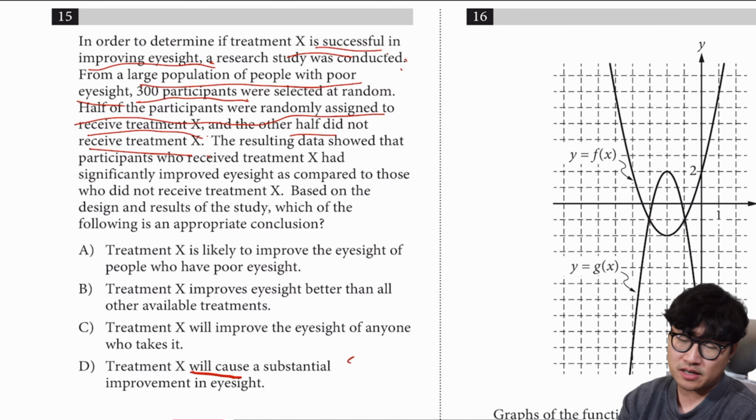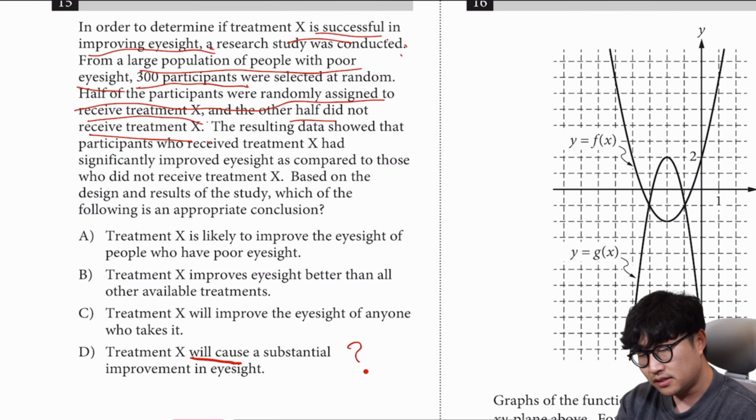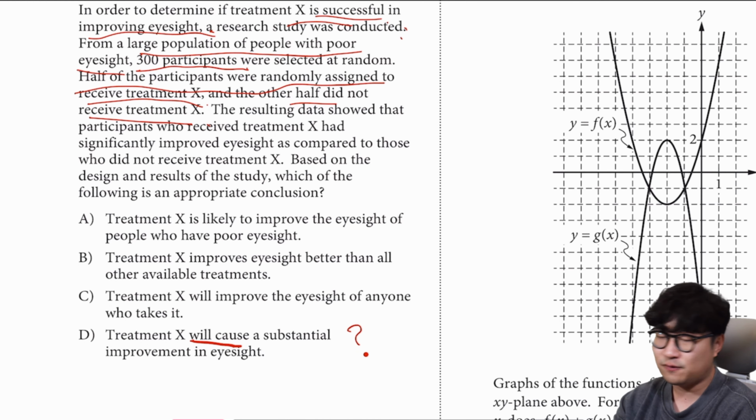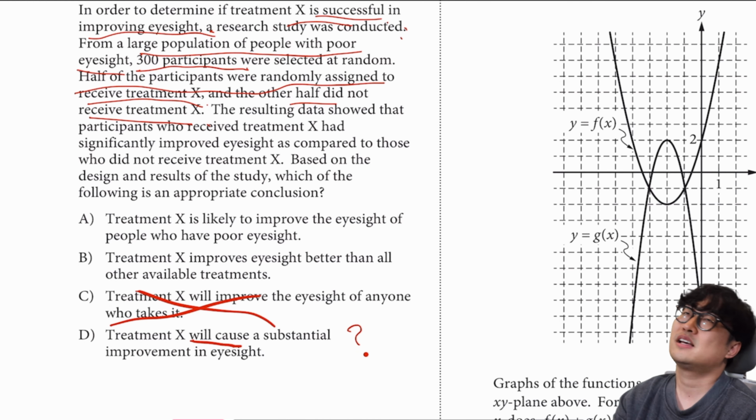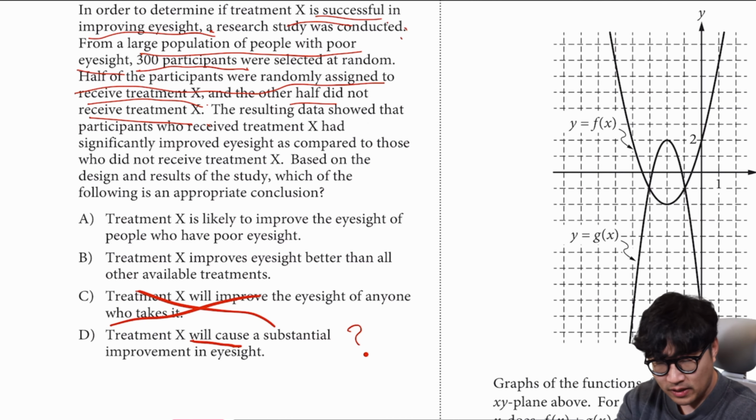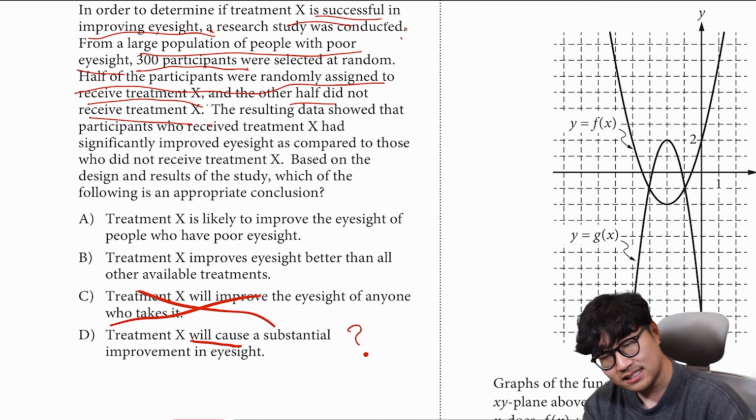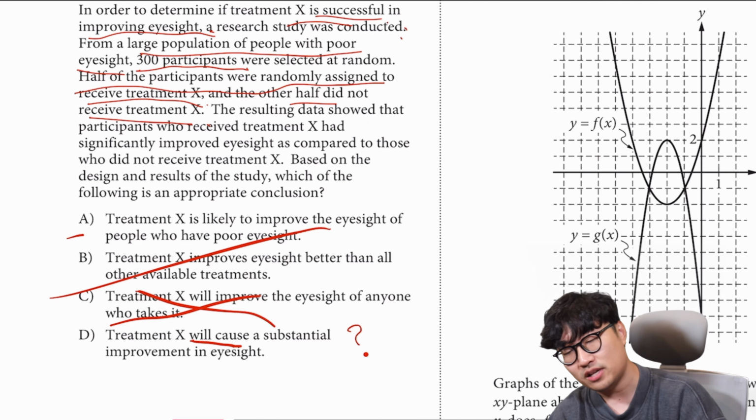So I won't really cross it out, but I'll just put a little question mark. C, treatment X will improve. That's bad, dude. Once again, I don't know if it will. It could. It looks like it might, but I can't say it will though. That's taking it way too far. B, treatment X improves eyesight better than all the, yeah, that's so terrible to say.